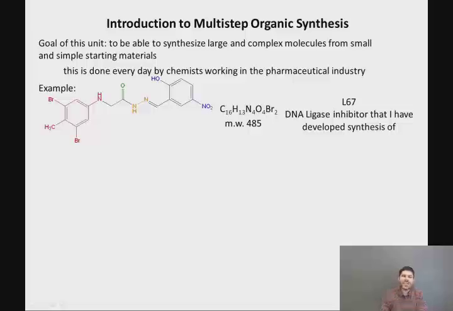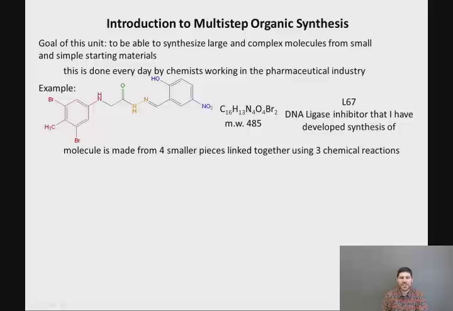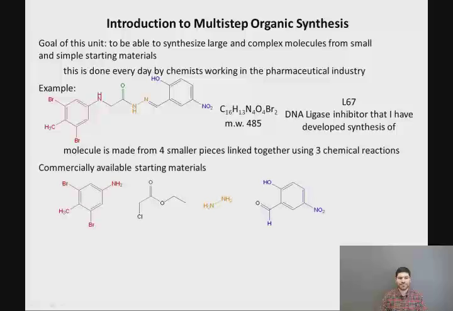So as you can see, there are a lot of functional groups present in this molecule. There's a couple of rings present that are linked together by a chain. So if we wanted to make this molecule, as it turns out, the molecule is made from 4 smaller pieces that are linked together using 3 chemical reactions. And each of the 4 pieces is indicated in a different color in this structure.